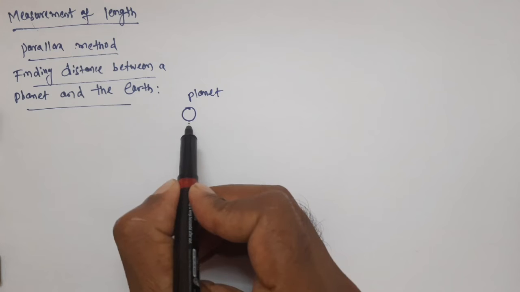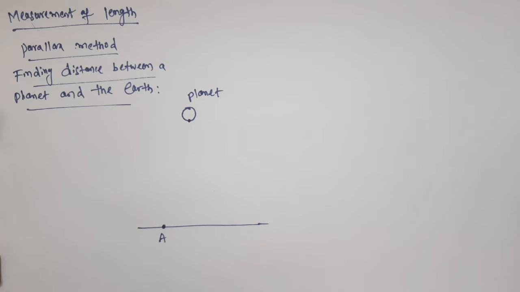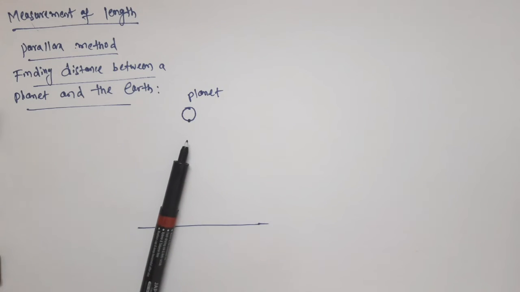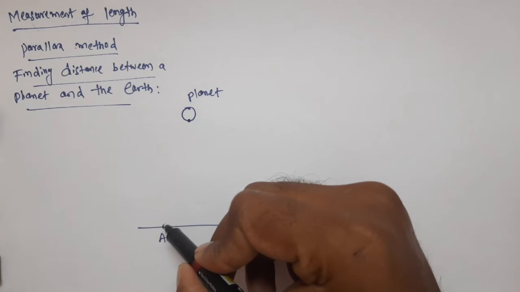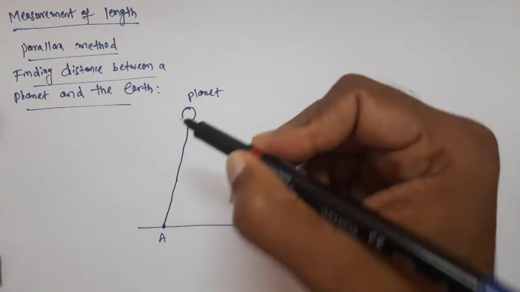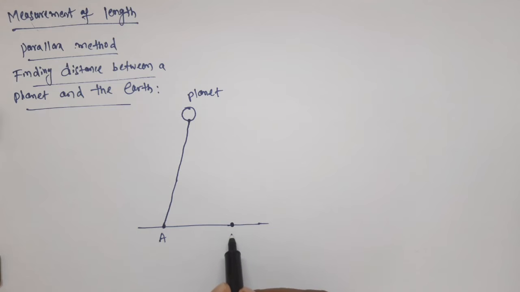Now we observe a point on the planet using a telescope. We place the telescope straight like this, and we observe this point on the planet. Now we move a certain distance, usually a few kilometers. From A, we move to some other point B.